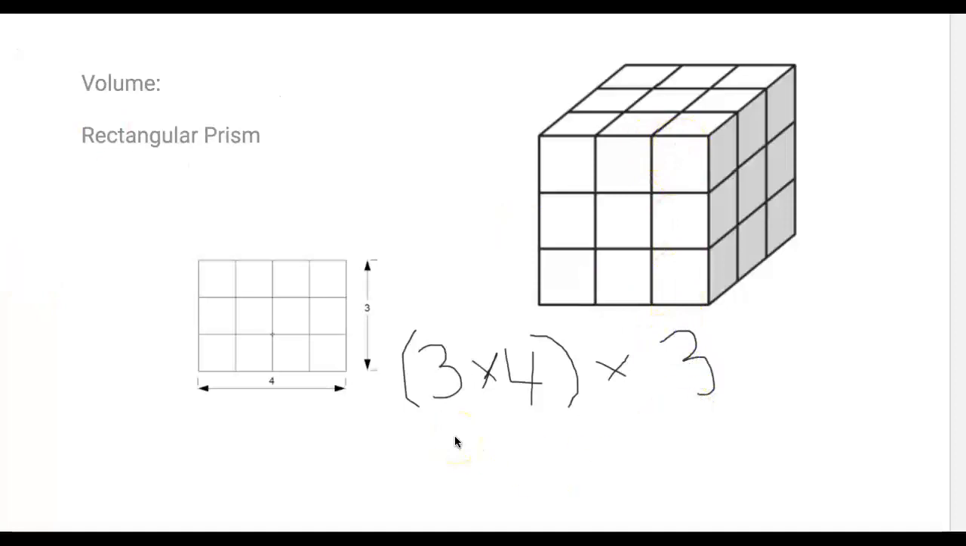And so we have our multiplication expression set before us. I put parentheses around 3 multiplied by 4 because I see that the 3 multiplied by 4 go together when finding the area of the base. When we evaluate this expression, we see that 3 multiplied by 4 is 12, and when we multiply that by 3, we get a volume of 36.